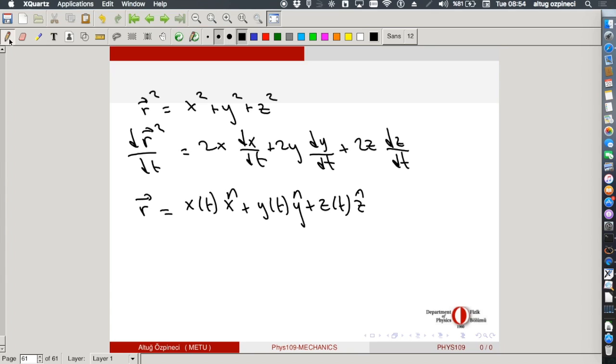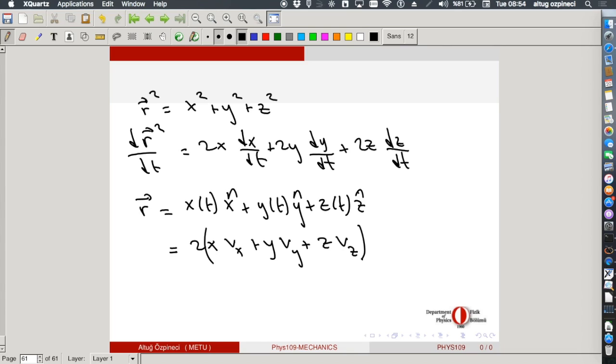Okay, let us rewrite this thing. dx by dt is nothing but the x component of the velocity. Twice x vx plus y. Well, dy by dt is the y component, vy, plus z. dz by dt is nothing but the z component of the velocity.